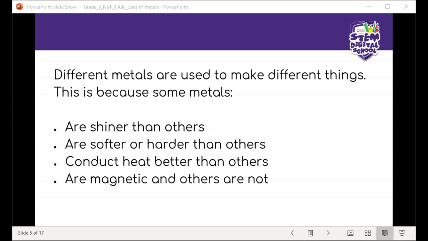So you guys can just try to remember that using the acronym ICN. The I stands for iron, the C stands for cobalt, and the N stands for nickel. Those are the three metals which are magnetic. Aluminium is not magnetic.